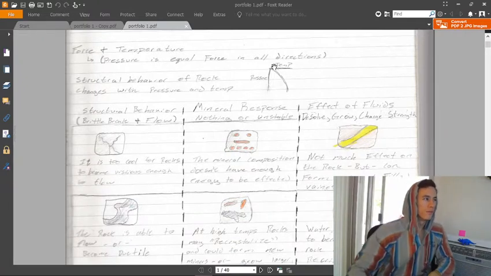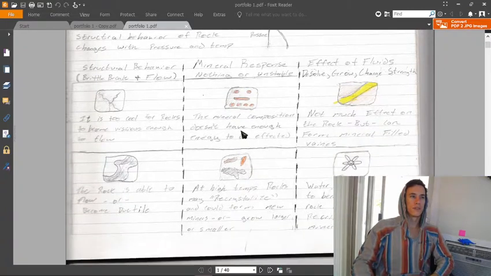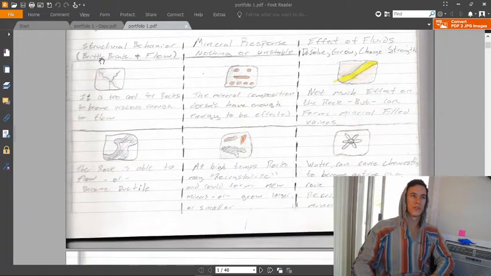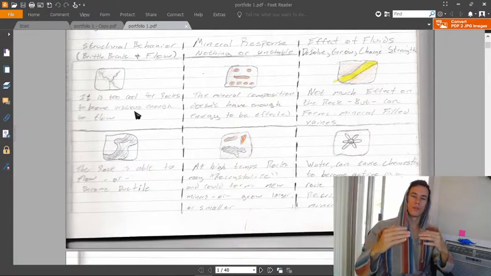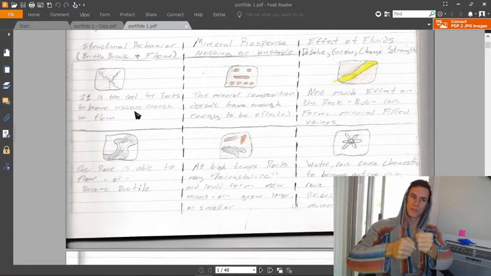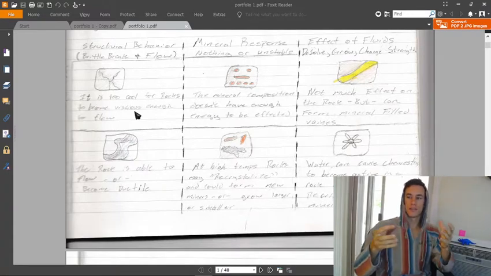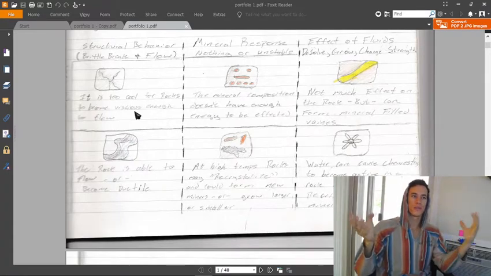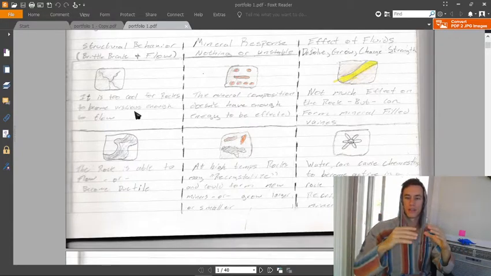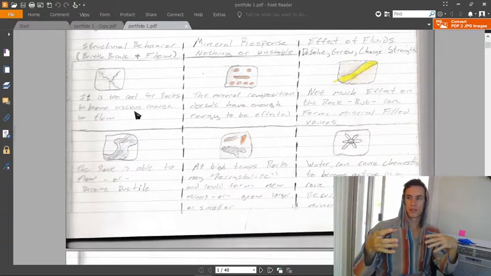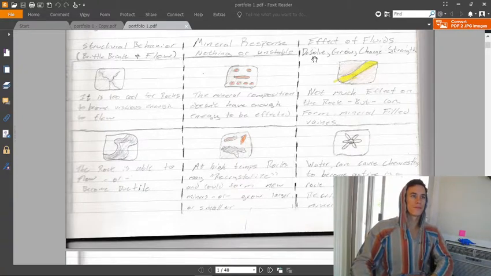Moving on down here in this section of my notes: structural behavior, brittle, break and flow. That's basically saying that if it's too cool but there's a lot of pressure, then it's going to break, kind of like snapping a pencil. And if it's really warm and there's a suitable amount of pressure, then it's going to flow, kind of like silly putty or Play-Doh.